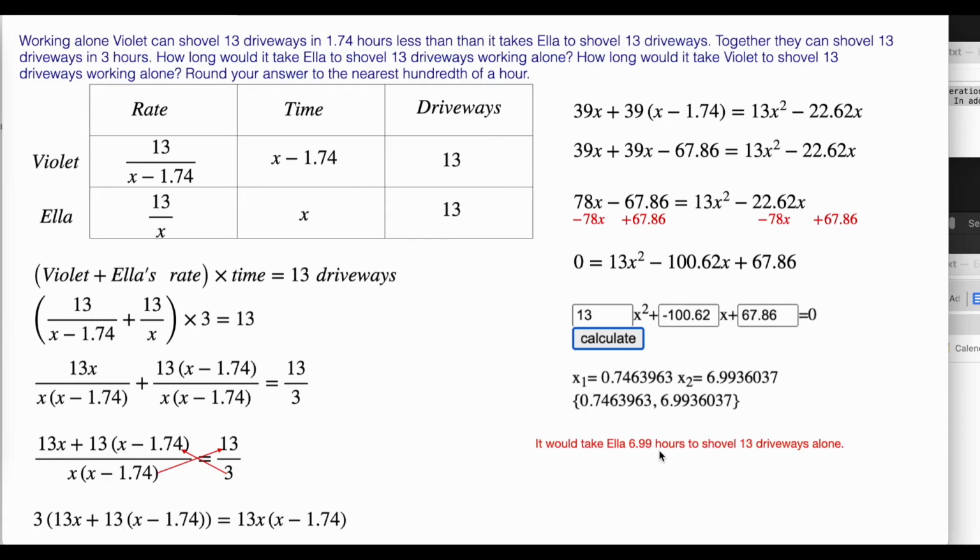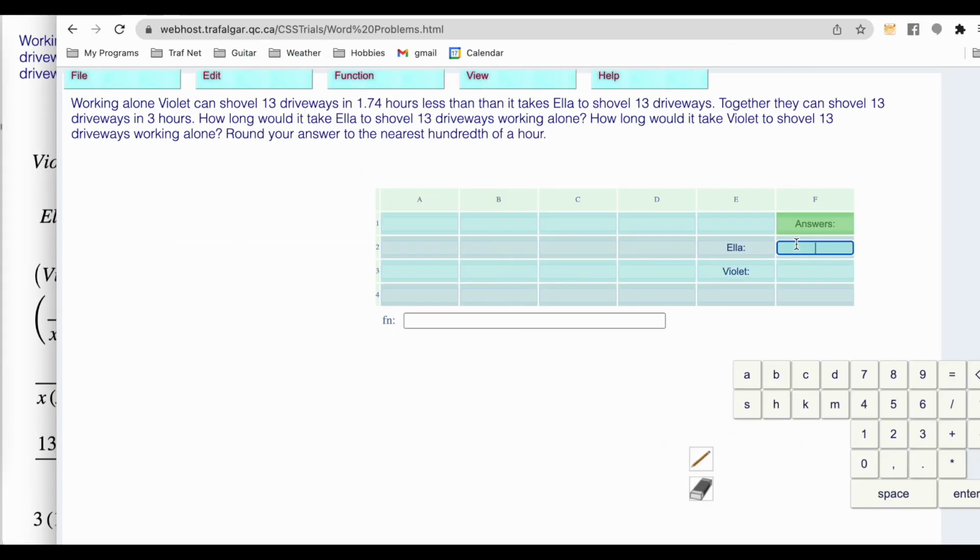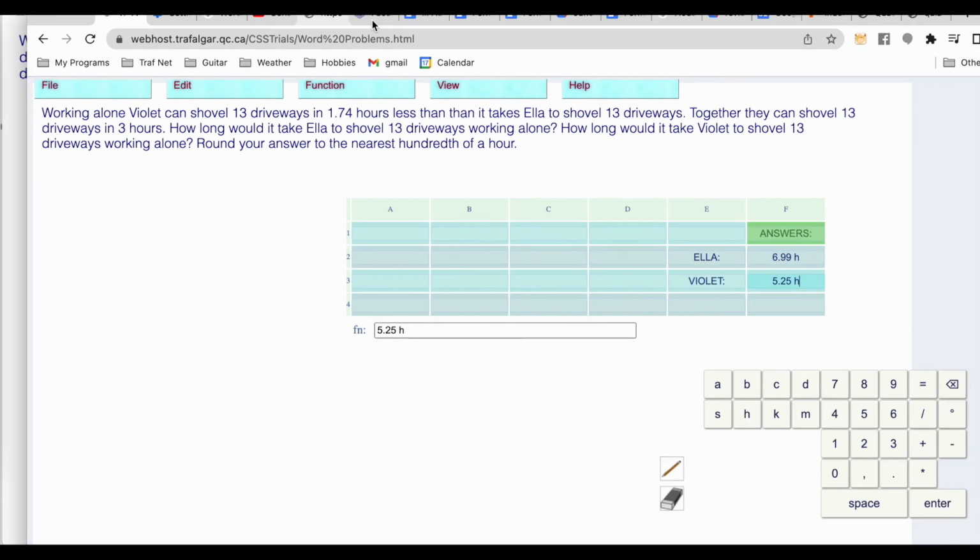It would take Ella 6.99 hours to shovel 13 driveways. We're rounding to the nearest hundredth, which is this 9. Violet would be 6.99, take away 1.74, which is 5.25. It would take Violet 5.25 hours to shovel the 13 driveways alone. Ella is 6.99 hours. Violet is 5.25 hours. And then we press enter to see if we're right.